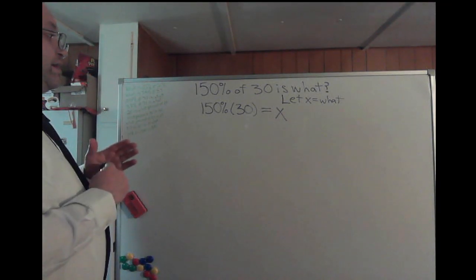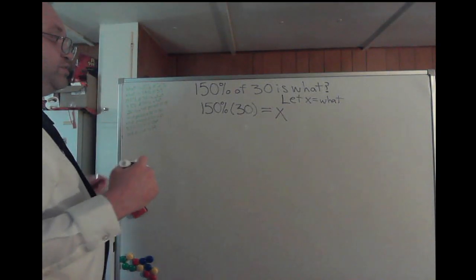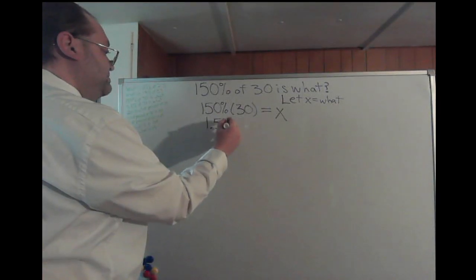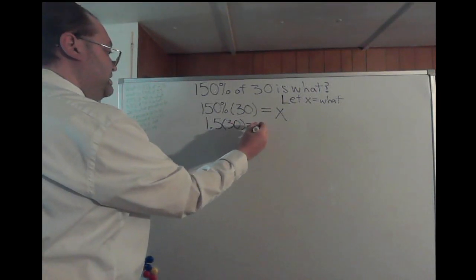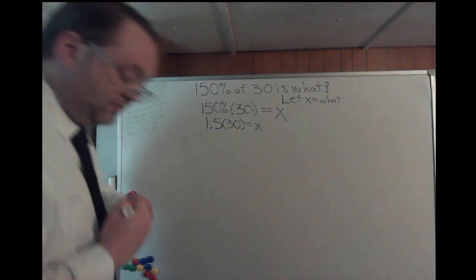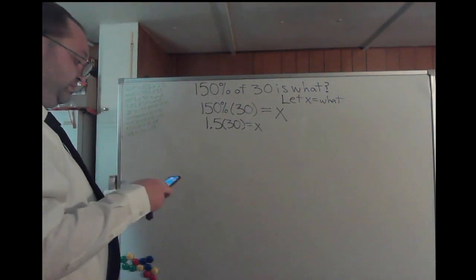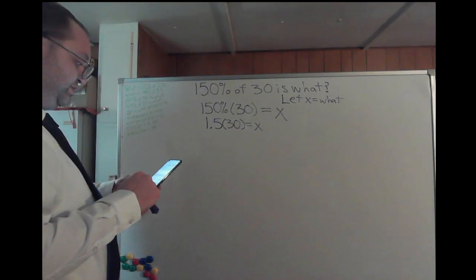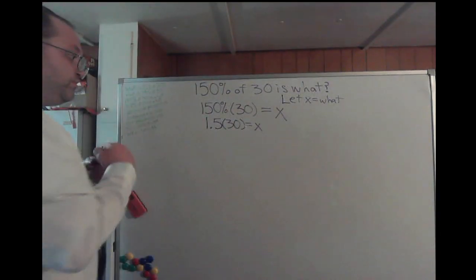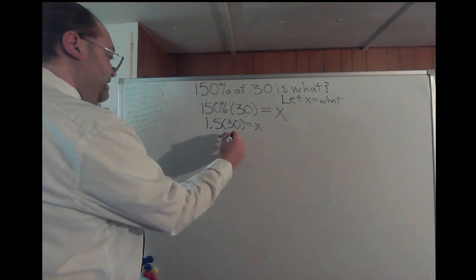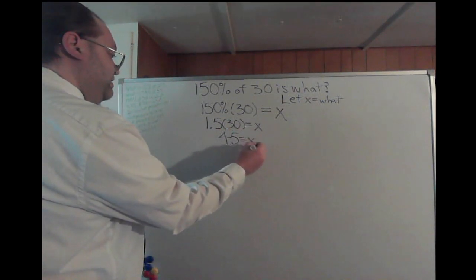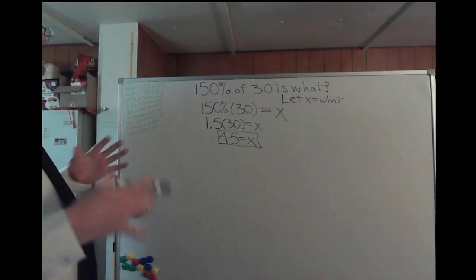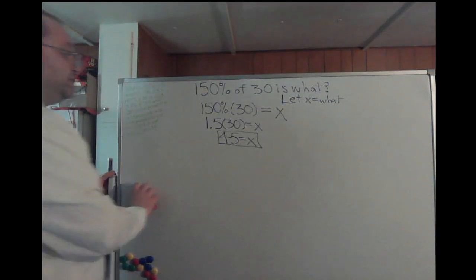So now we need to figure out 150%, which as a decimal is going to be 1.5. So you'll have 1.5 times 30 is equal to x. Now it's just a matter of, let's do the multiplication. 1.5 times 30 should be 45, but I'm going to put it in. Yep, it is 45. So 45 equals x. So 150% of 30 is 45, it turns out.